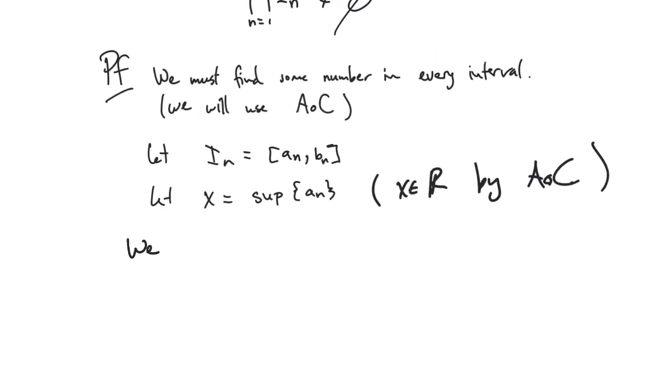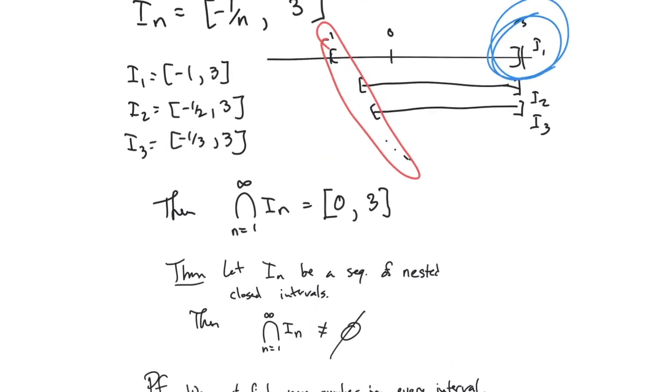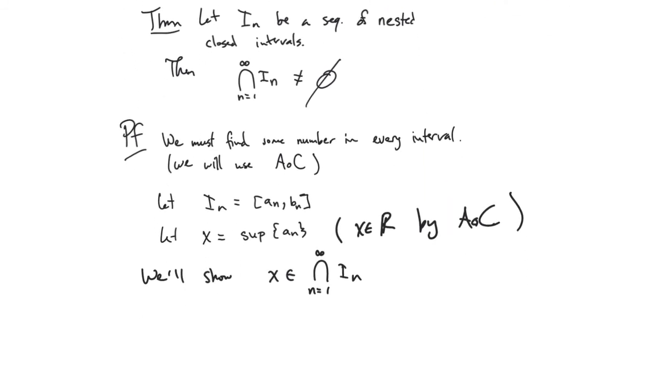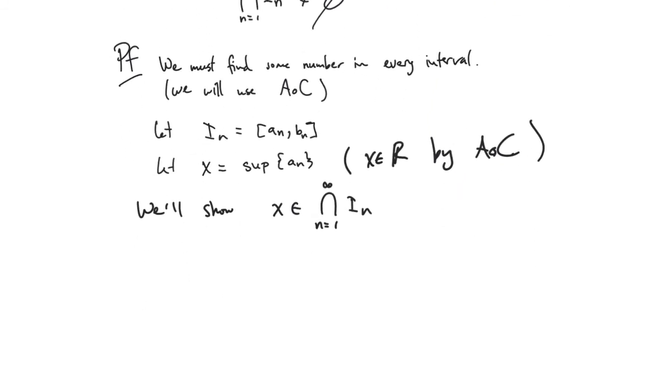And in our remaining 7 minutes, we'll show that x is in the intersection. In our example here, the sup of these numbers would actually be 0. Those numbers are the set of all 1 over n, where n is 1, 2, 3, etc. The sup of those would be 0. We're going to show that x is actually in the intersection.